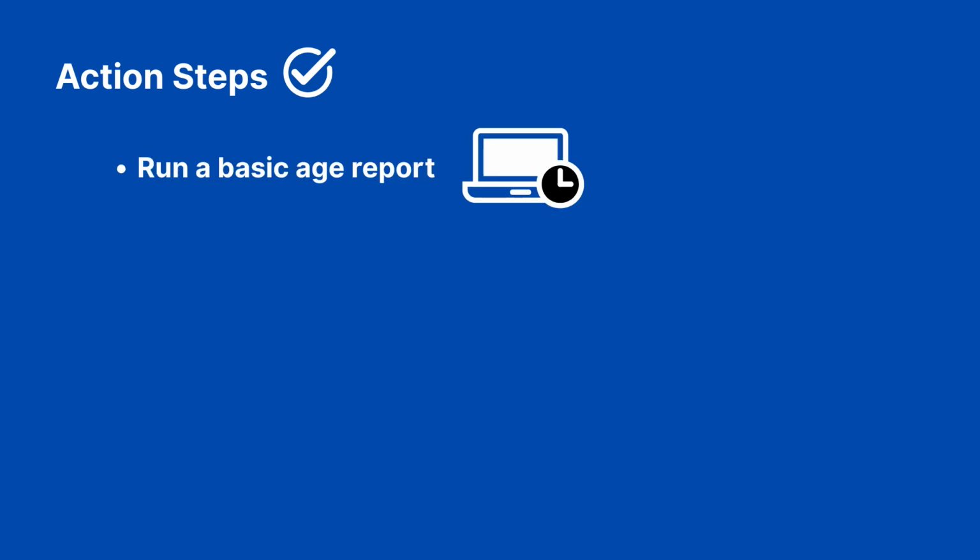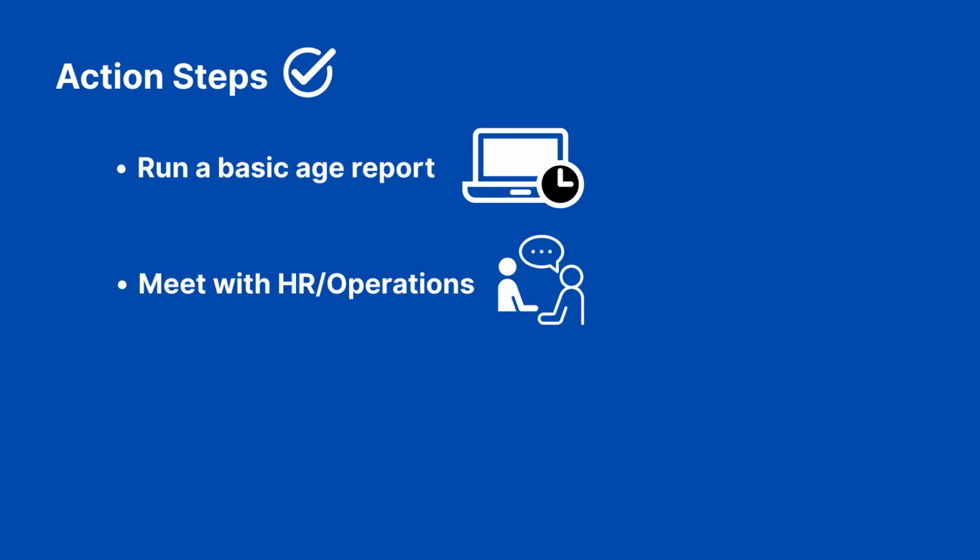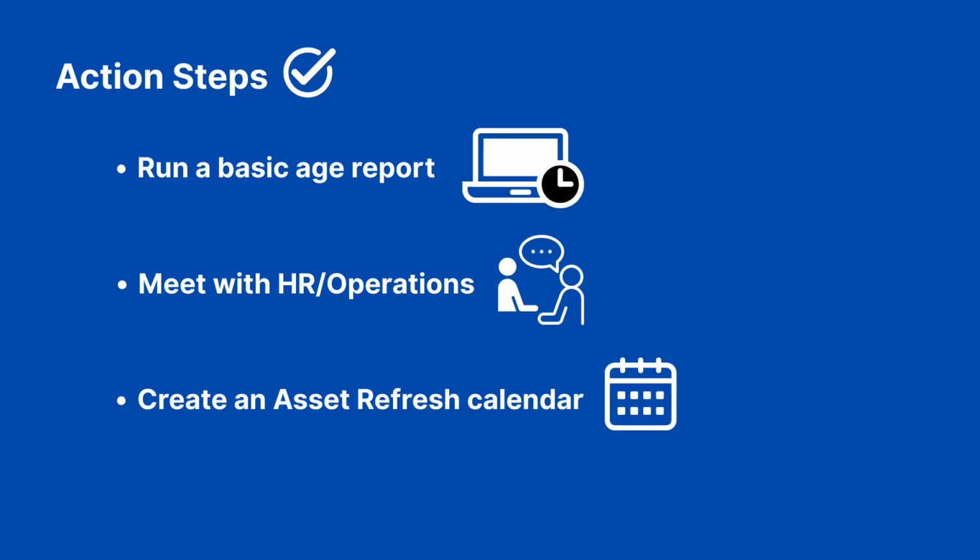Here are some action steps. Run a basic asset age report. What percentage of devices are more than 3 years old? Meet with HR or operations to understand upcoming hires or office moves. And start a simple asset refresh calendar that looks 12 months ahead.